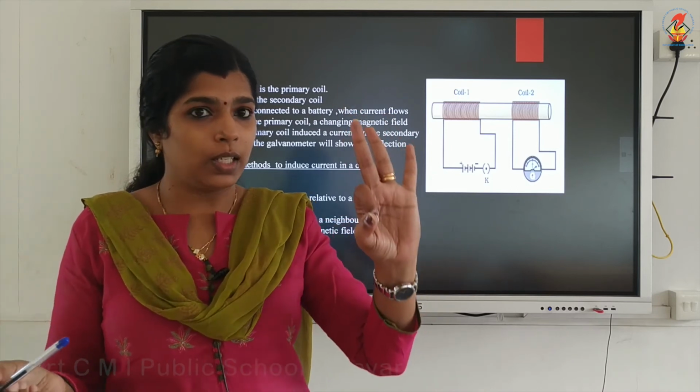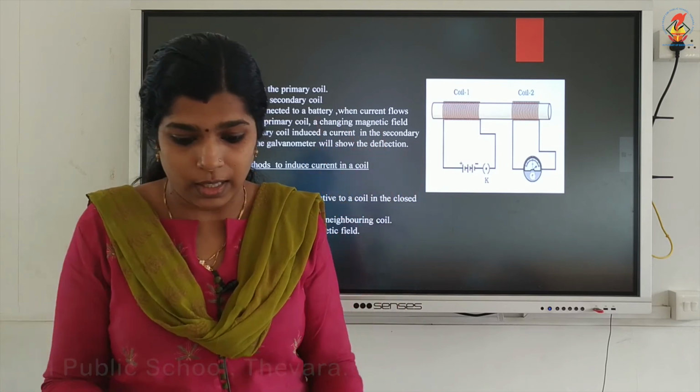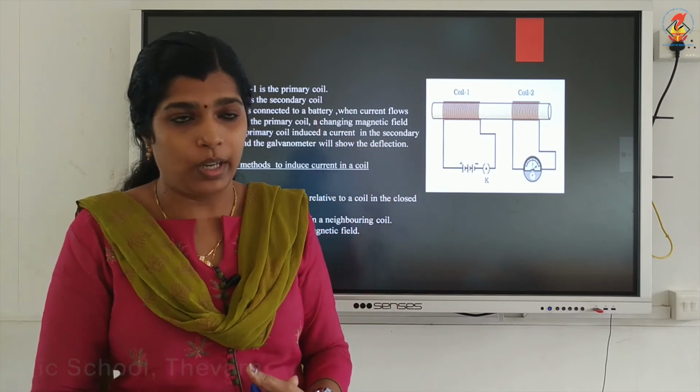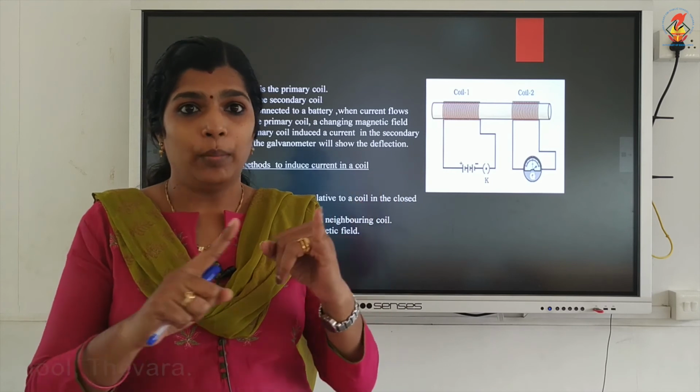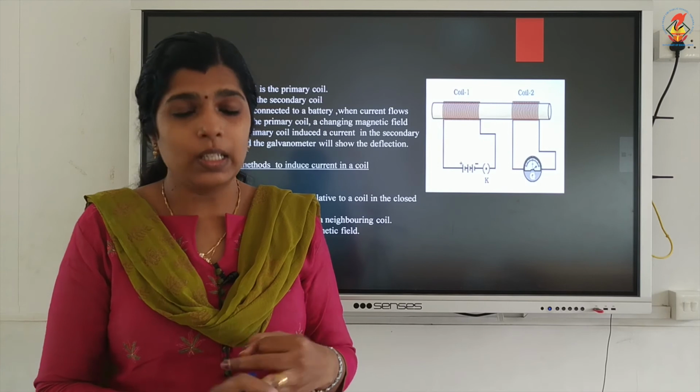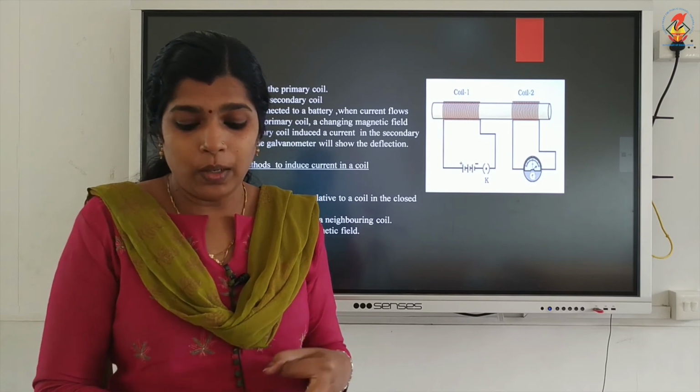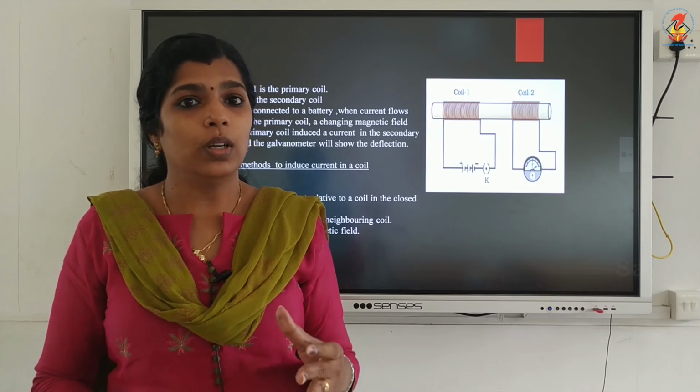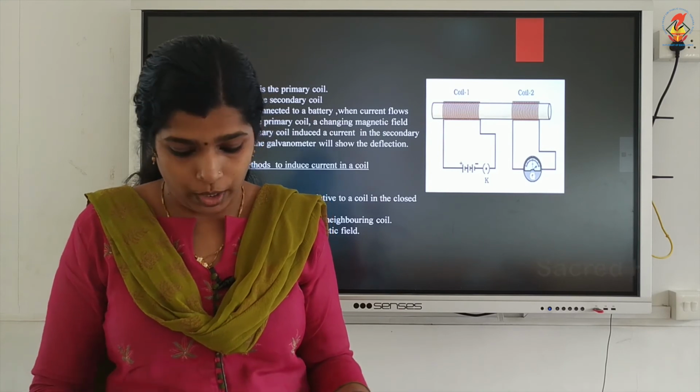So, there are three factors that the induced current depends upon. First one, the number of turns in the coil. Second one, the strength of the magnet. Third one, the speed with which the magnet is moved towards or away from the coil.